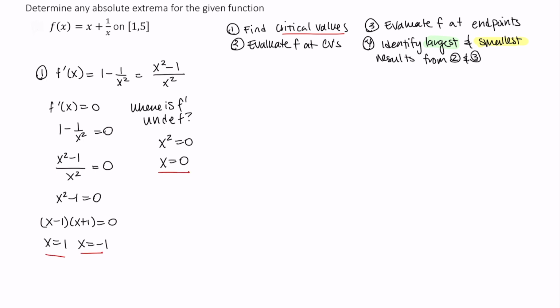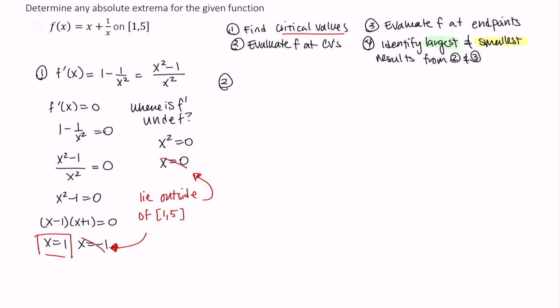But before we go ahead and consider all these critical values, let's see which of these are actually on our interval. Well, negative 1 lies to the left of positive 1, so this is not a critical value. And the same goes for 0. This is also not a critical value. These lie outside of the interval, so I'm not going to consider them at all. So my only critical value then is x equals 1.